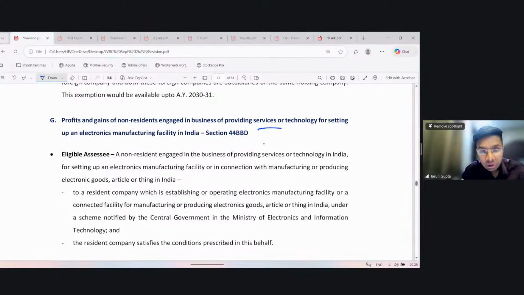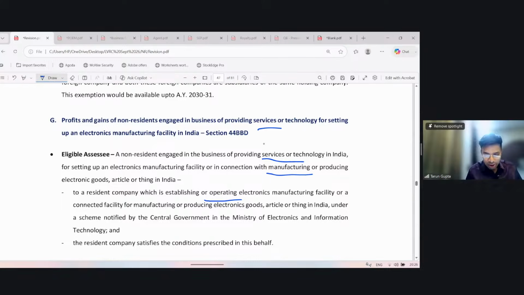What does it say? A non-resident engaged in the business of providing service or technology in India for setting up an electronic manufacturing facility or in connection with manufacturing or producing electronic goods, article or thing in India, to a resident company which is establishing or operating an electronics manufacturing facility or a connected facility for manufacturing or producing electronic goods, article or thing in India, under a scheme notified by the central government in the Ministry of Electronics and Information Technology, MeitY, and the resident company satisfies the condition prescribed in this behalf.